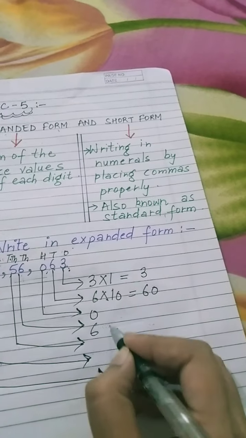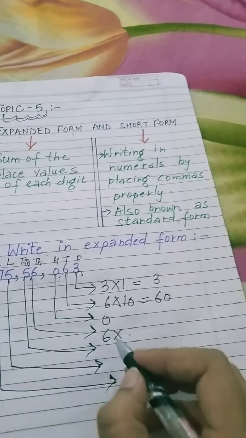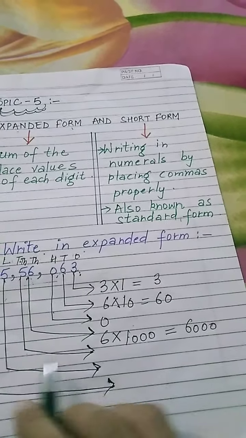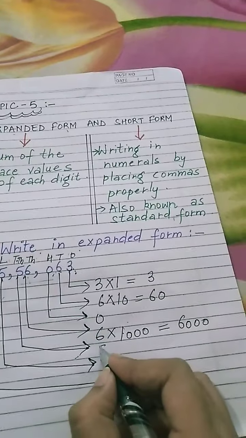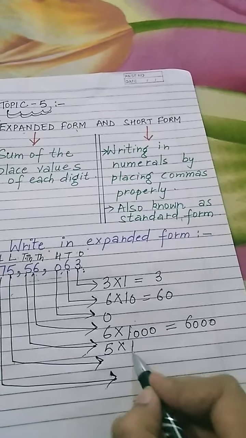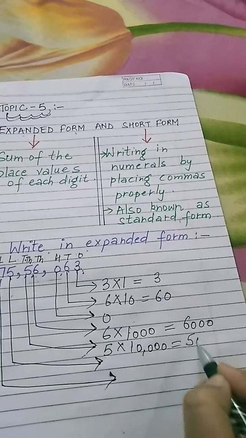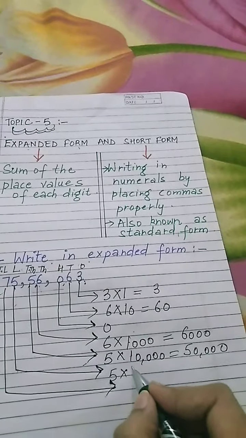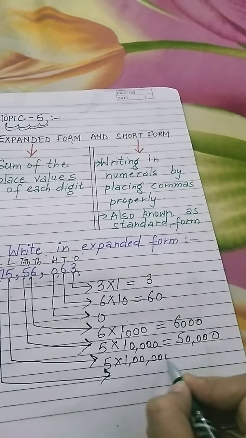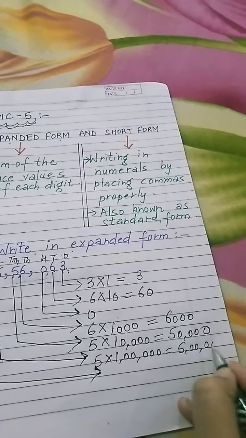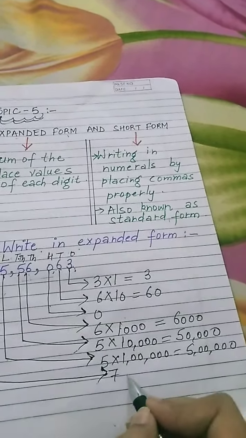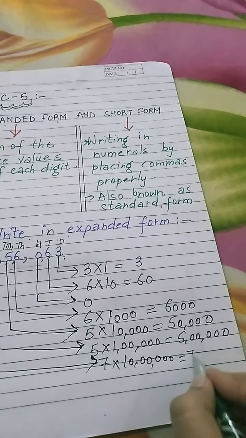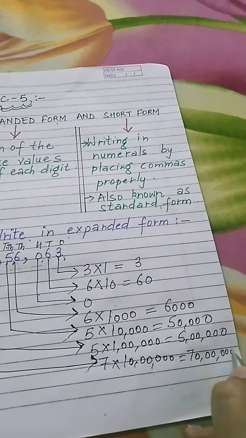6 is at the 1000 place, so we will multiply it by 1000, which equals 6000. Then next, 5 is at the 10,000 place, so we will multiply it by 10,000, that is 50,000. The next 5 is at the 1 lakh place, so 5 lakh. Then 7 at the 10 lakh place, 70 lakh.